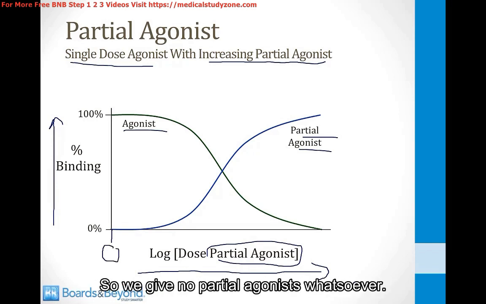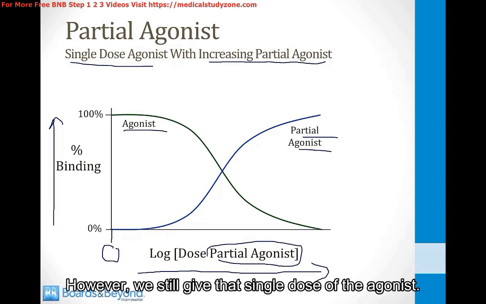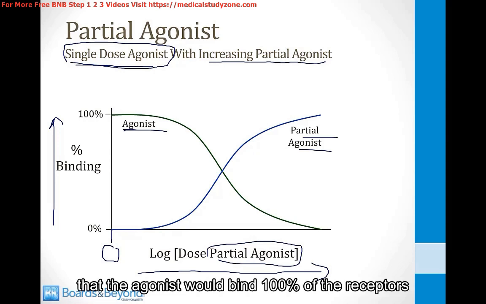So let's start by imagining that we give 0 for a dose of the partial agonist. So we give no partial agonist whatsoever. However, we still give that single dose of the agonist. So what we would see then is that the agonist would bind 100% of the receptors, and that should make sense to you.